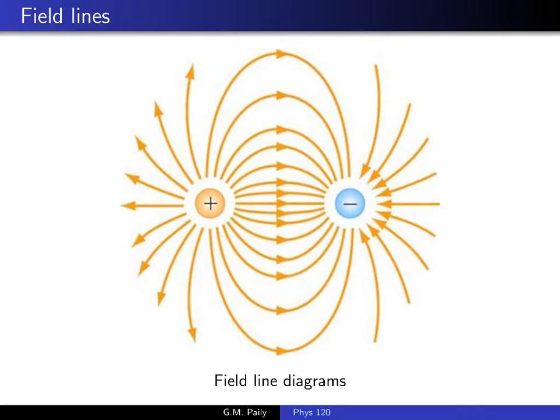It turns out that the strength of the field is given by how close the field lines are, that is, how dense they are. We see that here the field lines are spaced out, so that means the field is weaker here. Here, on the other hand, the field lines are packed tightly together, which means the field is stronger here. In this way, the field line diagram allows us to recover information about both the strength of the field and its direction.